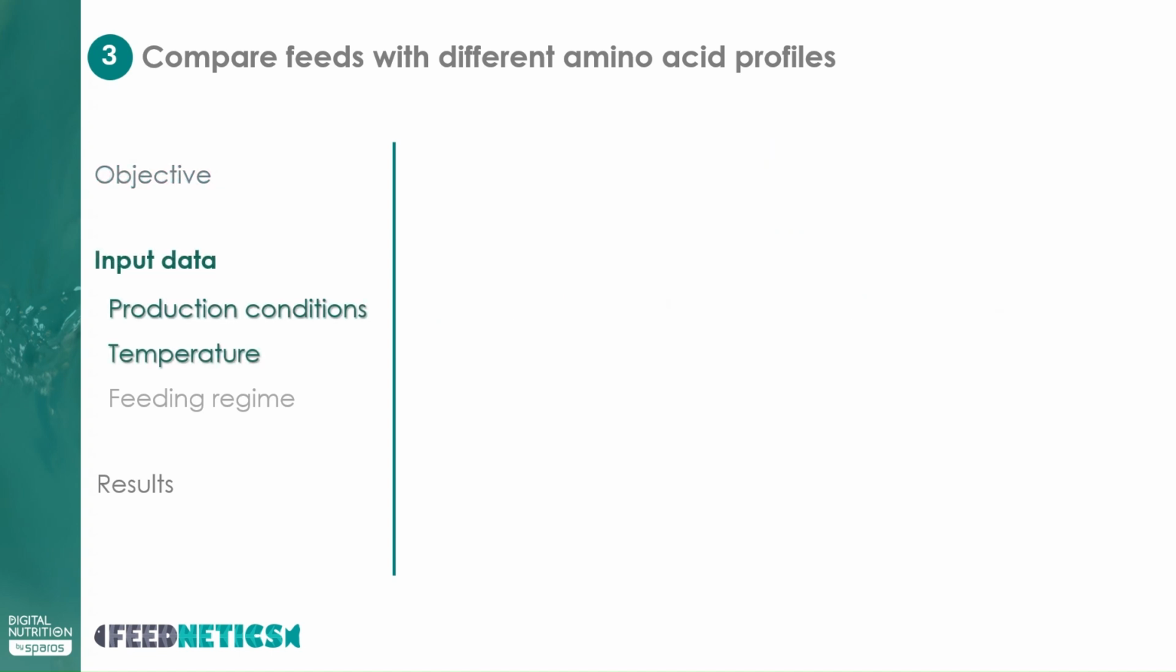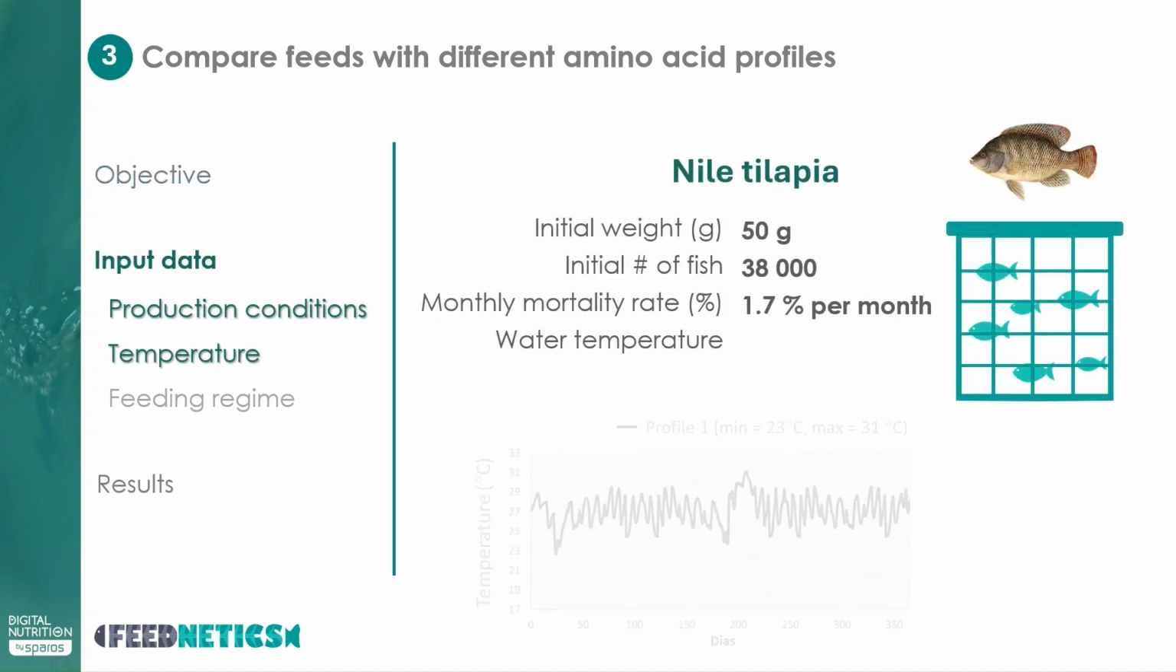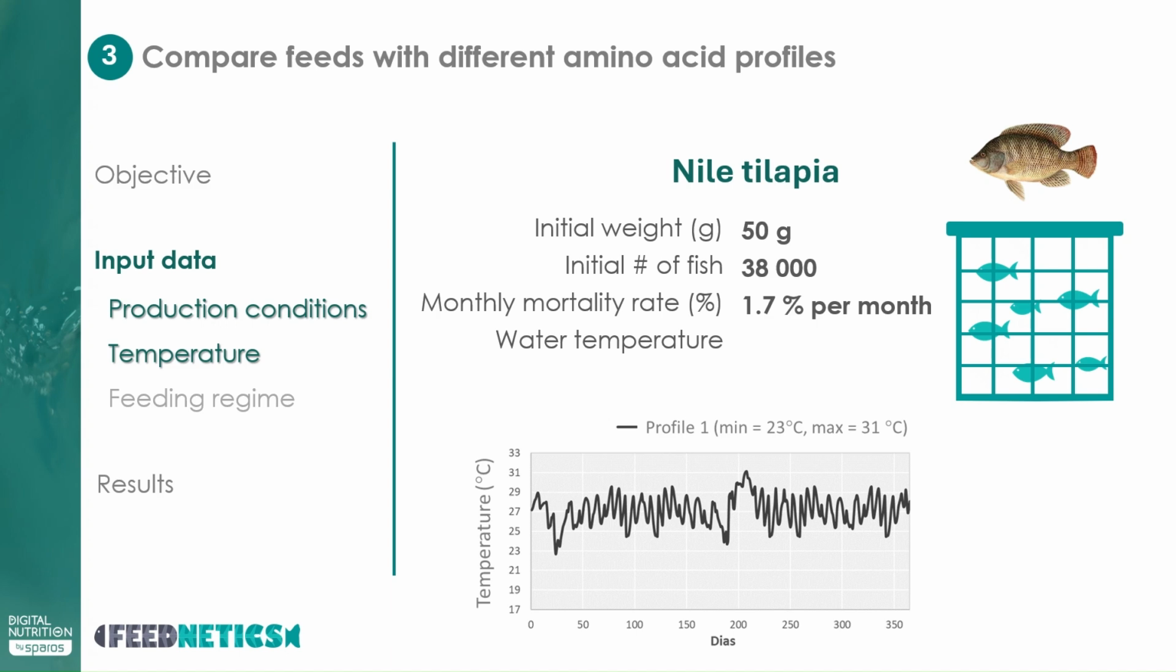For this simulation, we start with an initial weight of 50 grams, a stock of 38,000 fish, and a monthly mortality rate of 1.7%. The scenario uses a temperature profile ranging from 23 to 31 degrees Celsius across the production cycle.